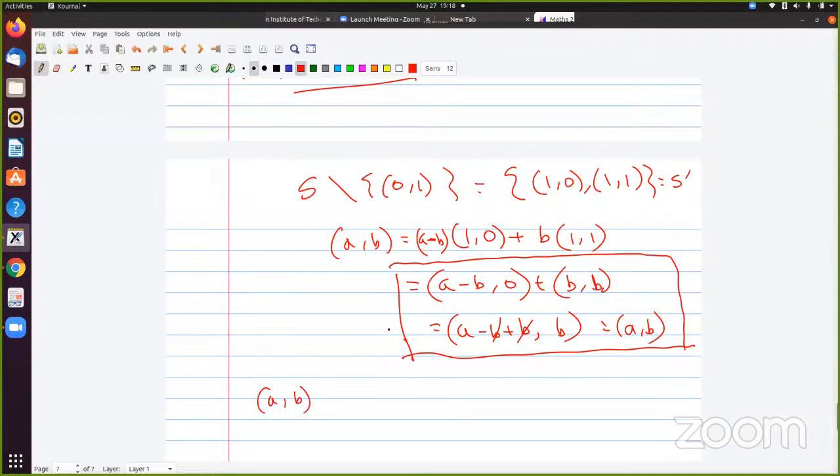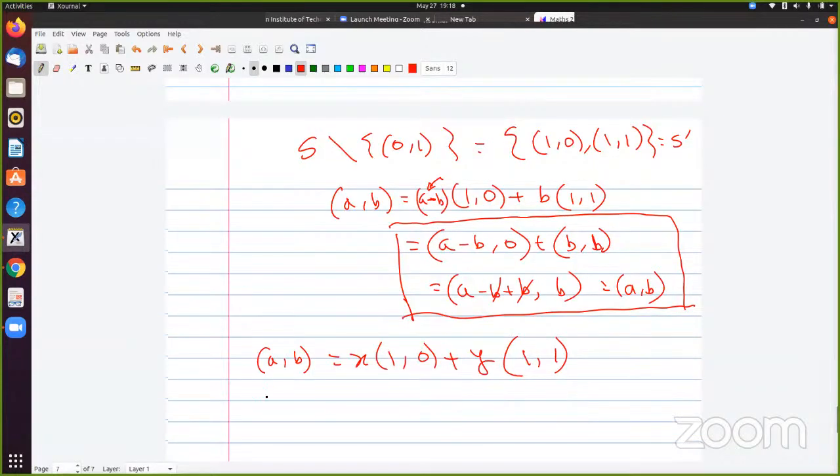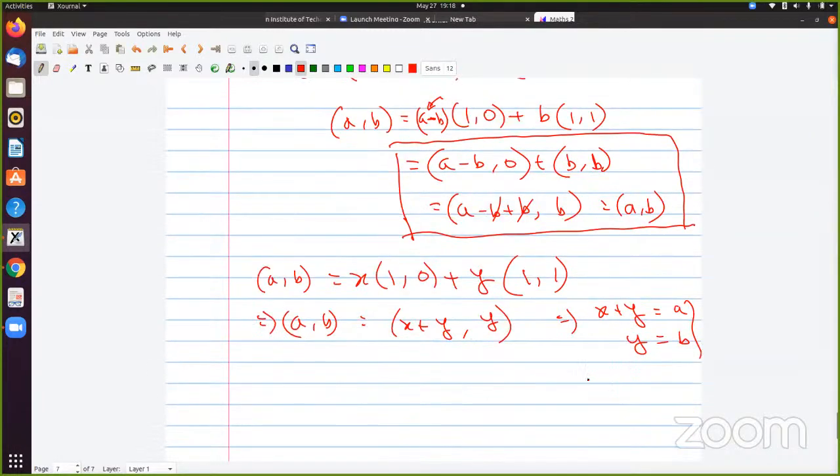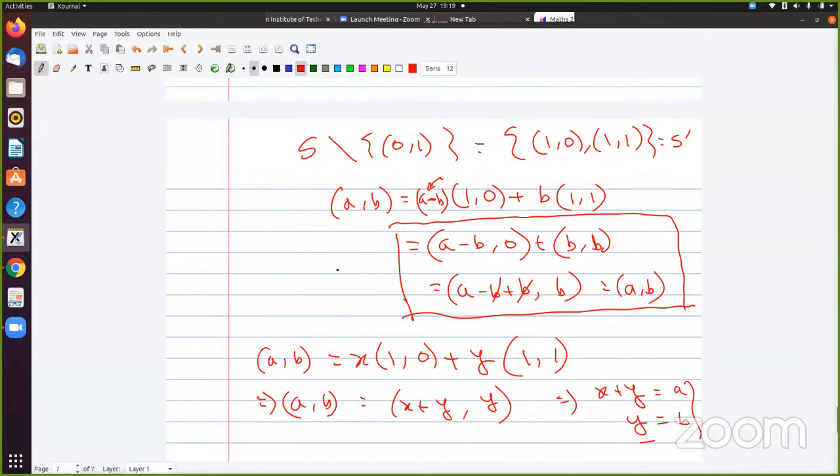You are asking how we can find this A minus B from (A, B), right? So the logic: you just write it and solve for X and Y. So (A, B) is X plus Y and Y. So what is your equation? This, and Y is B. Solve this system. What will you get? Y is B, already given. So X is A minus B. Clear? This is easy. This you can do yourself.